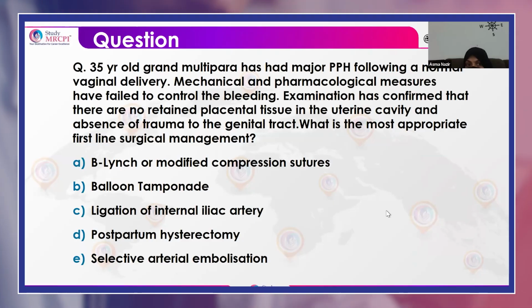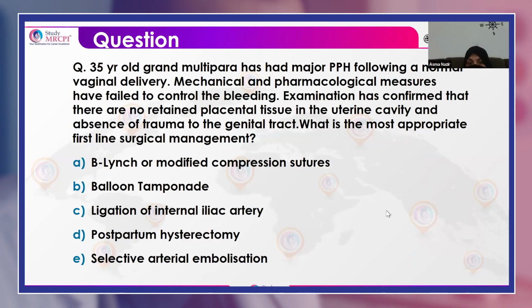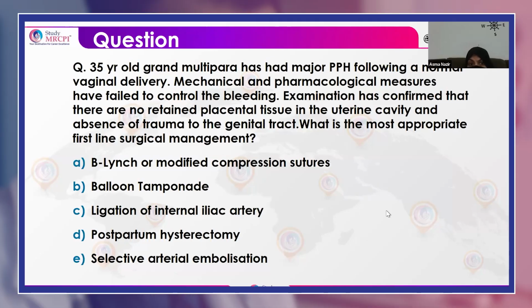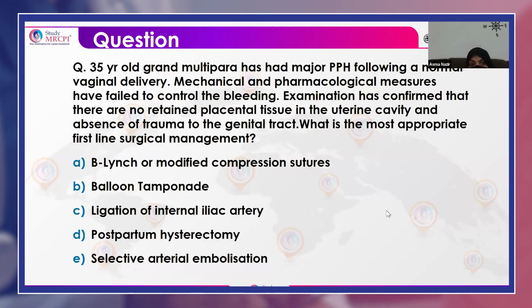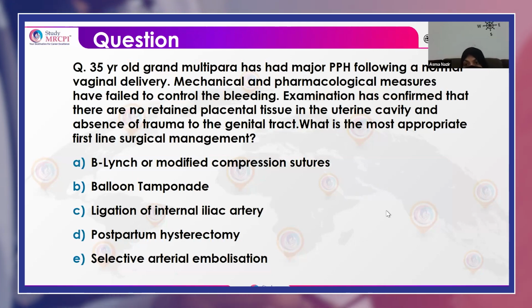First question: a 35-year-old grand multip has had major PPH following a normal vaginal delivery. Mechanical and pharmacological measures have failed to control the bleeding. Examination has confirmed that there is no retained placental tissue in the uterine cavity and no trauma to the genital tract. What is the most appropriate first-line surgical management?